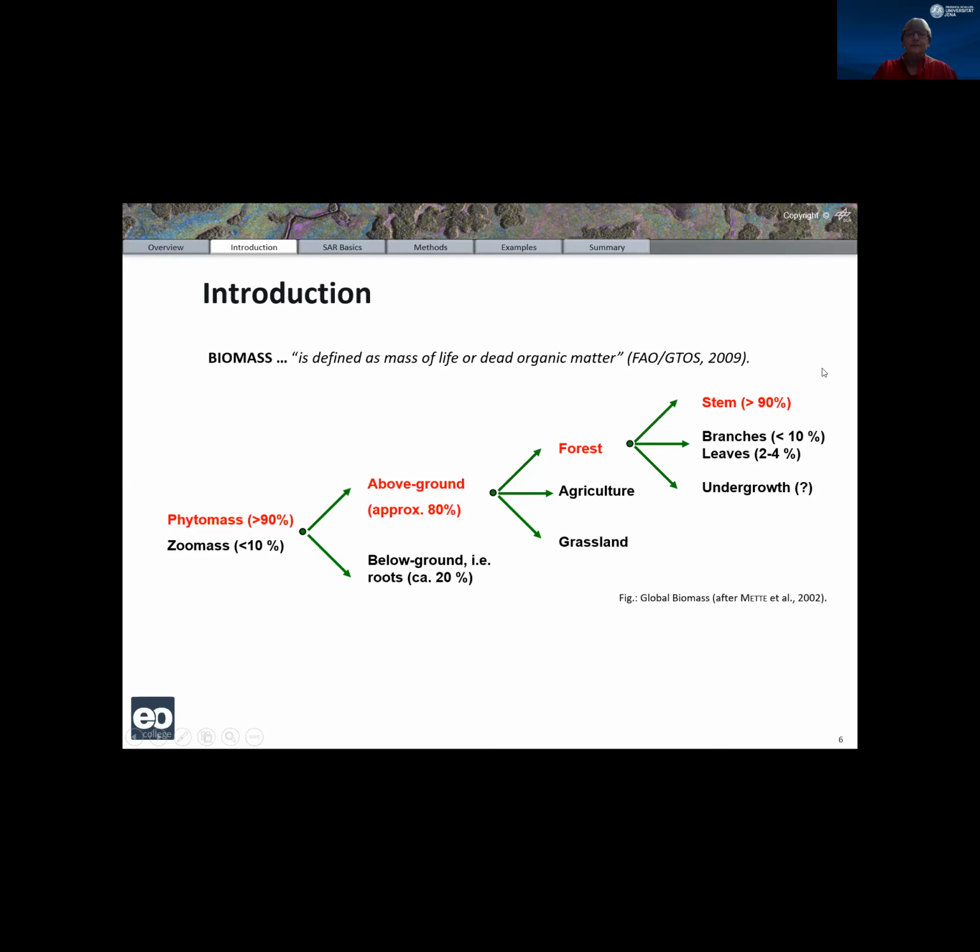Then if we are further on the search for biomass, that parameter that describes best the carbon which is kept on the ground, to get an estimate of a parameter that is important in global carbon cycling, then we have to get an estimate of the stems, because 90% of the phytomass of forest is located in stems, 10% in branches, and 2 to 4% only in leaves. So if we get an estimate of the stem biomass, something like cubic meters per hectare or growing stock volume, what I showed yesterday, then we are close to estimating biomass.